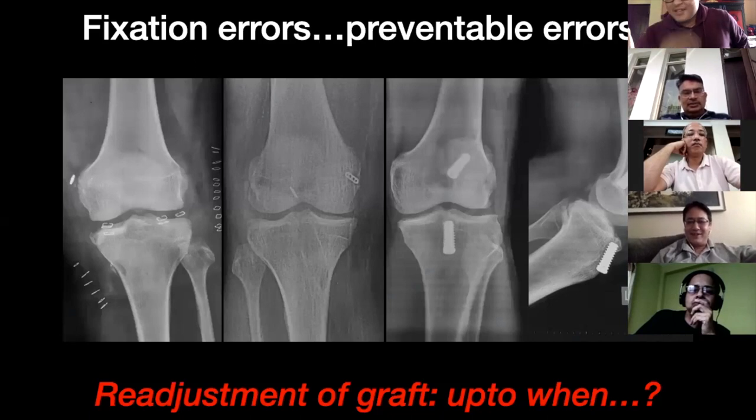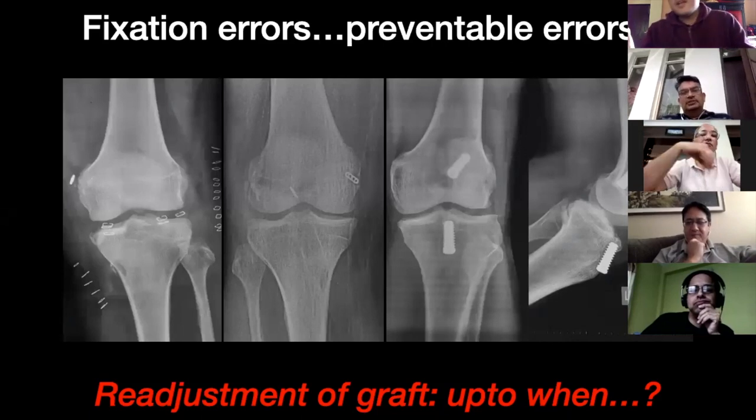The same X-ray, this is vertically placed. Third and fourth, the same X-ray? AP and lateral, one and two? Yes, AP and lateral. Okay, so the third case, I have to revise the tibial tunnel in this one. If I have to revise the tibial tunnel, the graft has already been cut.